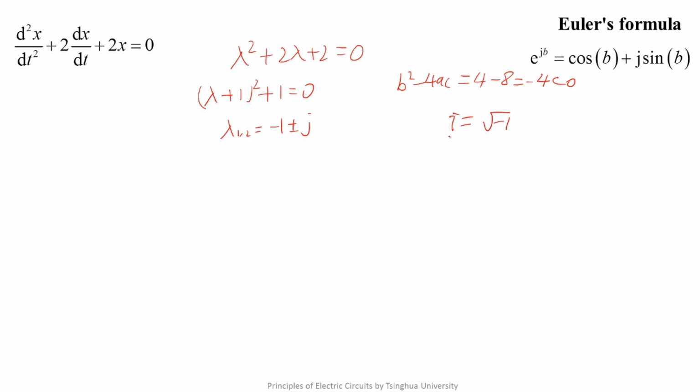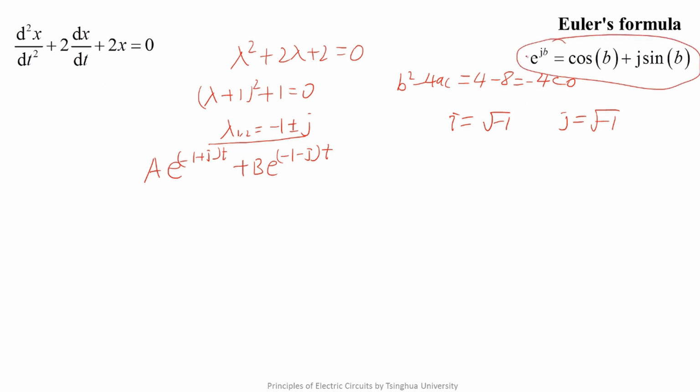But in circuits, because we have used the letter i to express the current, so we use the letter j to express the imaginary number. So for the equation, it has two conjugate complex roots. We know that a times e to the power of (minus 1 plus j) times t plus b times e to the power of (minus 1 minus j) times t must be the general solution of the equation. But this expression is too complicated. We might as well use Euler's formula to simplify it. It can be written as e to the power of minus t times [a times (cosine t plus j sine t) plus b times (cosine t minus j sine t)].